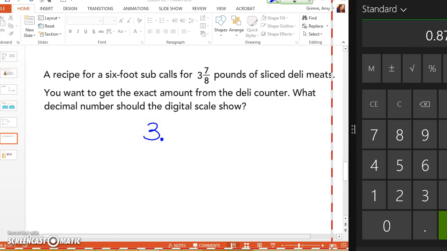And I would get 0.875. Is this a terminating decimal? Yes, that's a terminating decimal. I see people go to the meat counter all the time. They're like, I need 3/4 of a pound, and then the scale is all digital. So you have to know how to convert those back and forth.